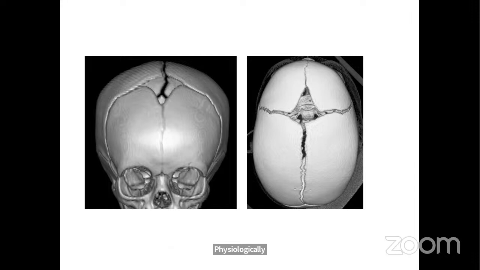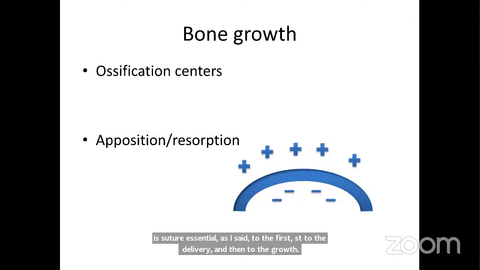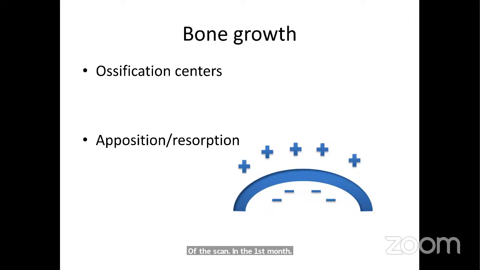And you see on the right image again, the view from above, the anterior fontanelle. These sutures are essential, as I said, to the delivery and then to the growth of the skull in the first months, allowing it to adapt to this important growth of the brain from the different ossification centers.